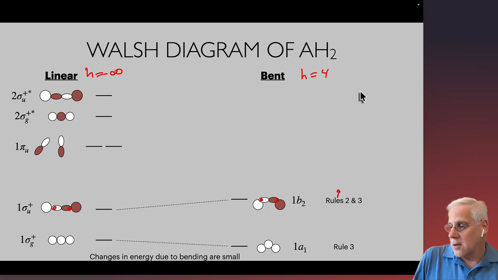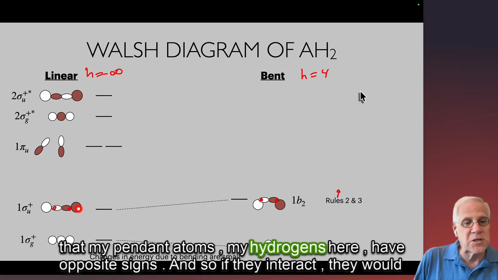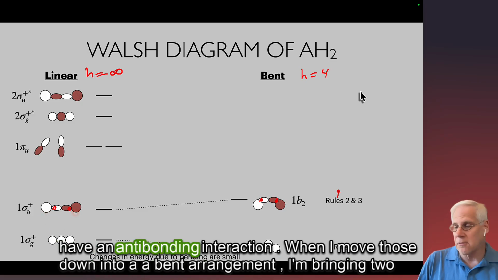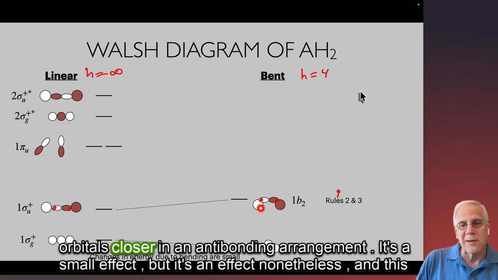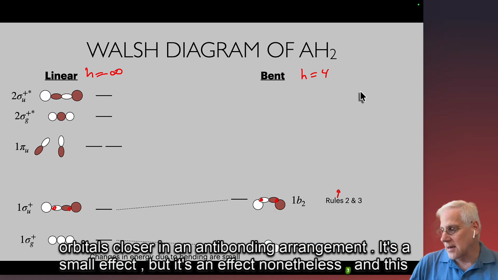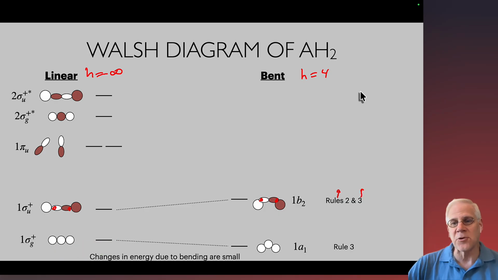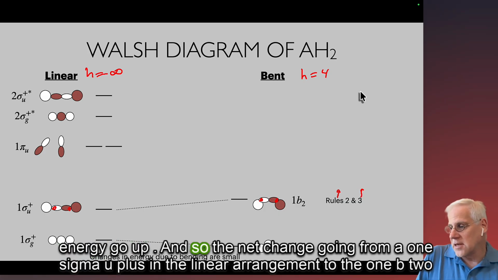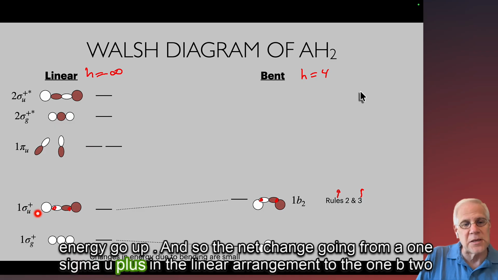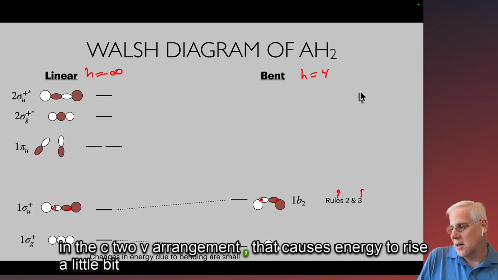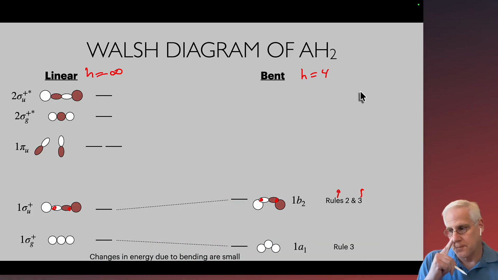Now notice also that my pendant atoms, my hydrogens here, have opposite signs. And so if they interact, they would have an anti-bonding interaction. When I move those down into a bent arrangement, I'm bringing 2 orbitals closer in an anti-bonding arrangement. It's a small effect, but it's an effect nonetheless. And this also makes energy go up. And so the net change going from a 1 sigma u plus in the linear arrangement to the 1b2 in the C2v arrangement, that causes energy to rise a little bit.